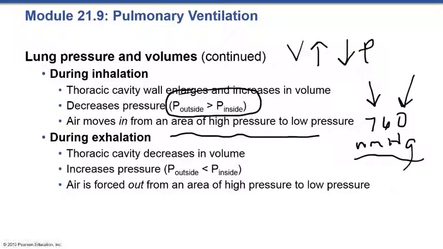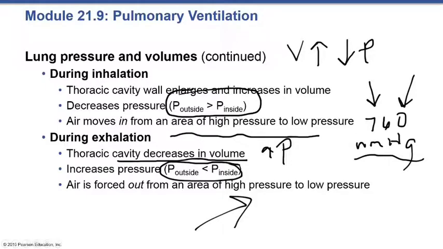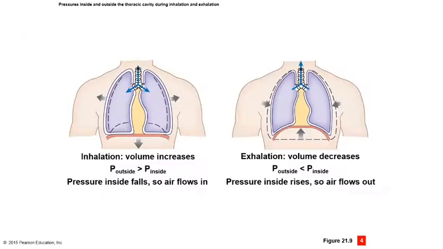Now, as we exhale, the thoracic cavity is decreasing in its volume, which means that the pressure would be going up. So as we exhale, the pressure on the inside is greater than the pressure on the outside, and that's going to force air back out of the lungs. Just to see this in pictures, as long as there is less pressure in the lungs, then air will come in. And as the diaphragm goes back to its domed position and as the intercostals push the lungs in, that's going to push air out when the pressure of the lungs is greater than the atmospheric pressure.